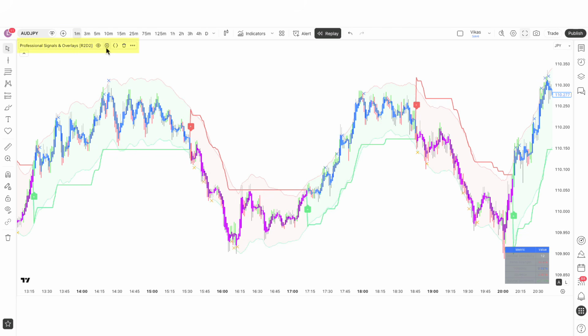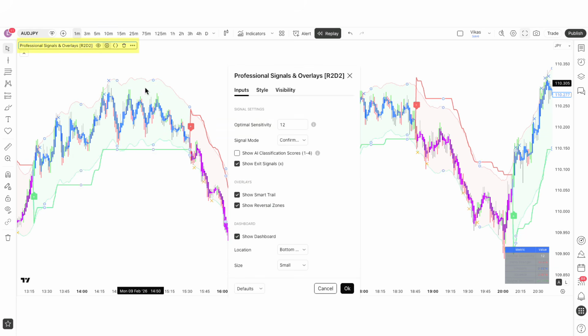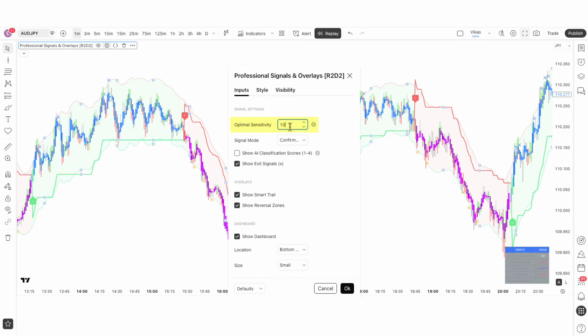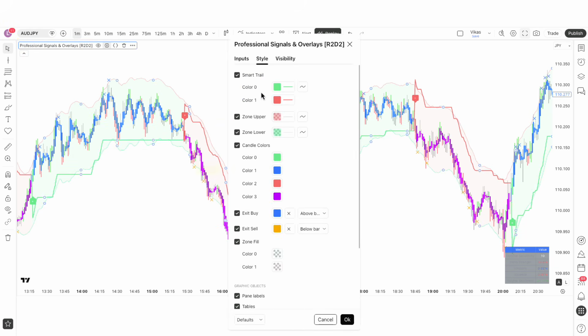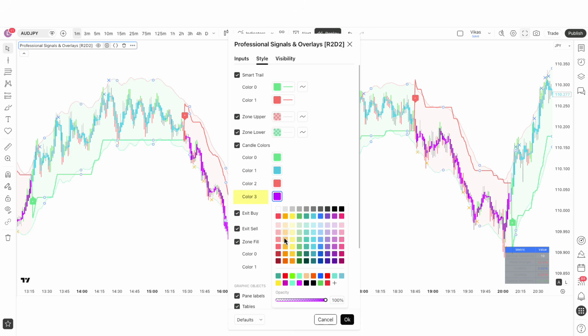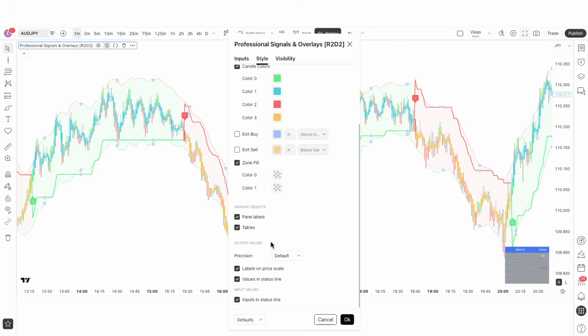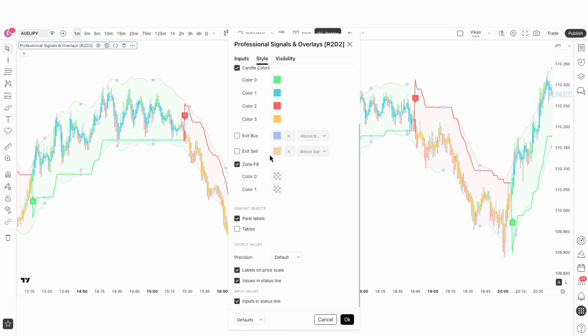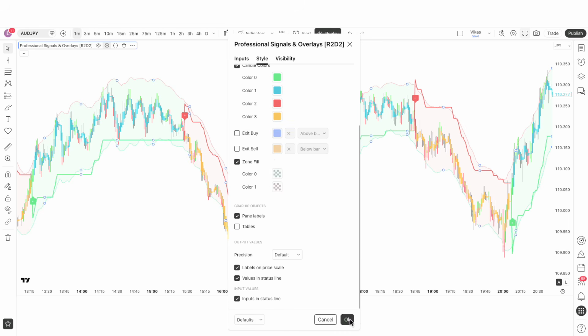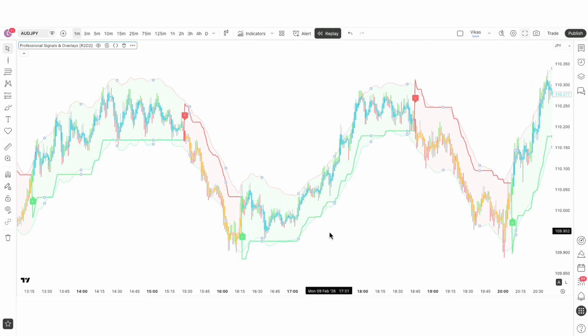Now the indicator settings change for perfect signals. First, we change the optimal sensitivity from 12 to 10. We need to change this color 1 and 3. We have to keep these options hidden. Here, everything is fine after that. Click OK. Now we'll add one more indicator to make this strategy more powerful.